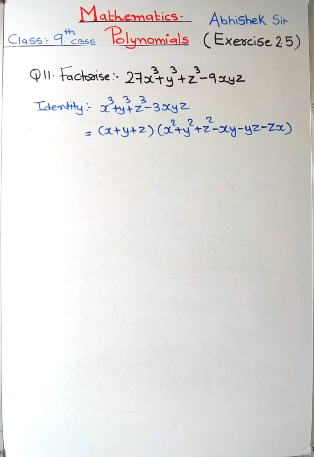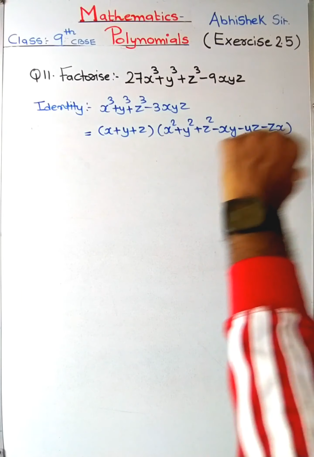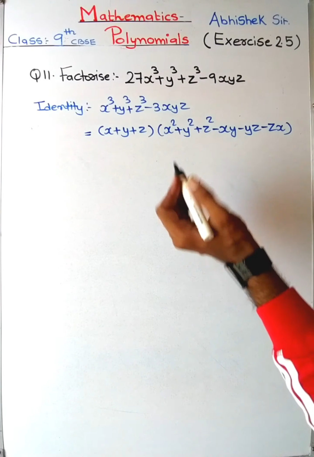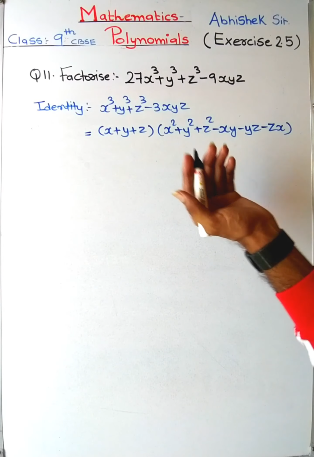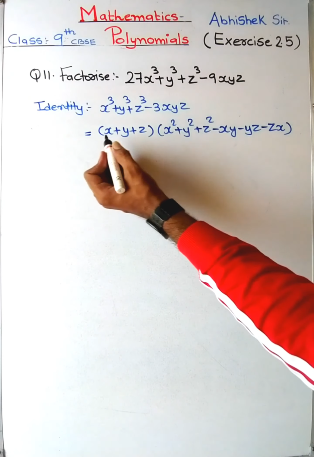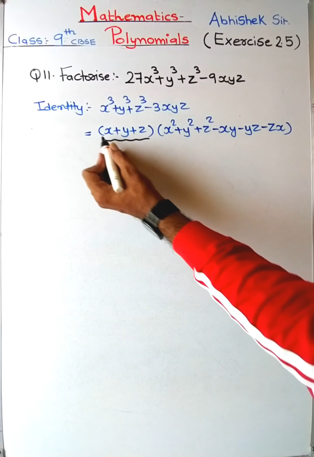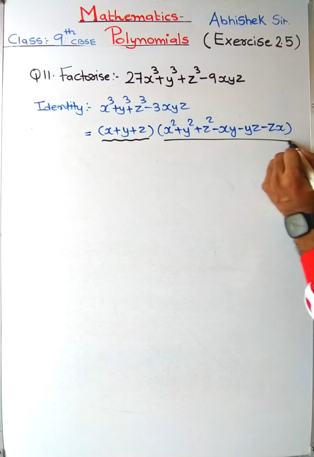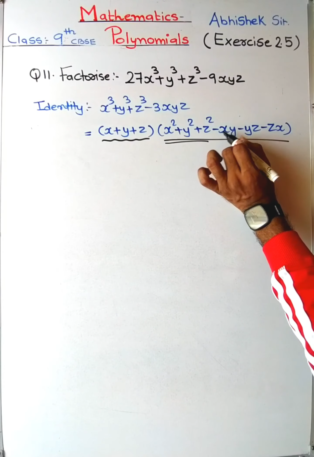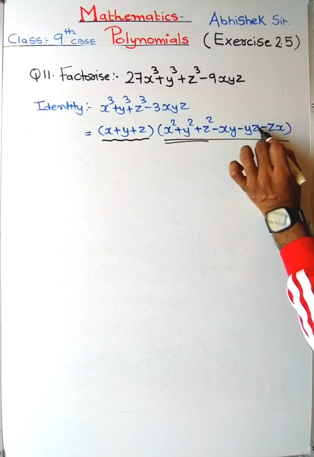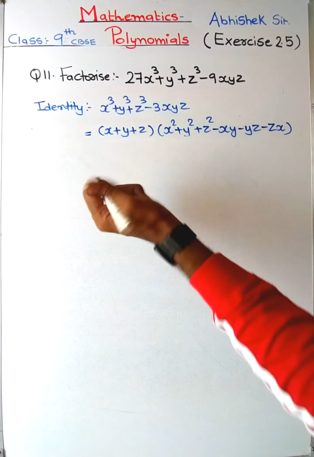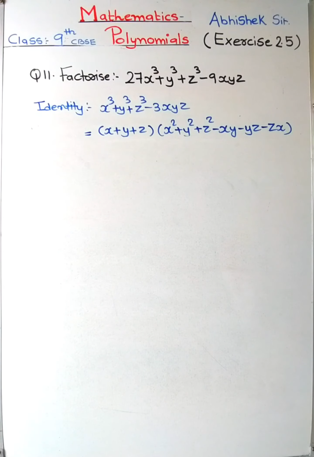Question number 11: factorize 27x cube plus y cube plus z cube minus 9xyz. So we have in total only one question that is related to the identity x cube plus y cube plus z cube minus 3xyz equals, in the first bracket, the addition of these three terms, in the second big bracket, the square of the three terms, then without using any 2 or 3, just simple multiplication of first second, second third, third first. Okay, so we will follow this identity. Let us see how we can go ahead.